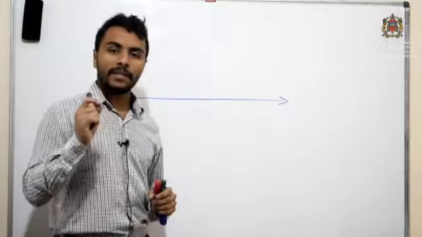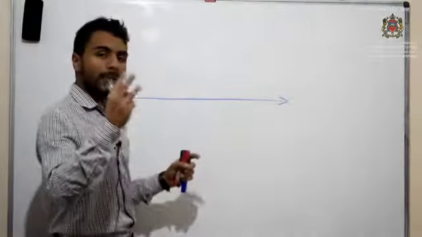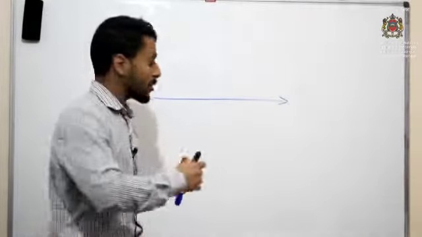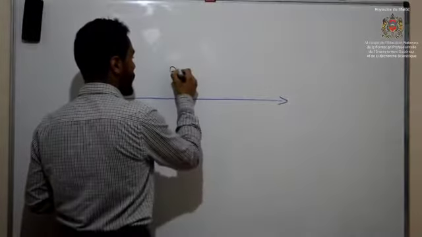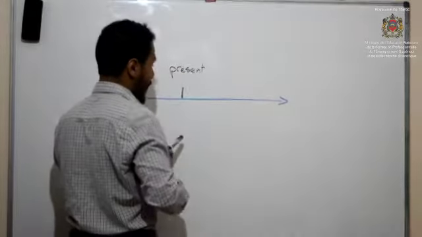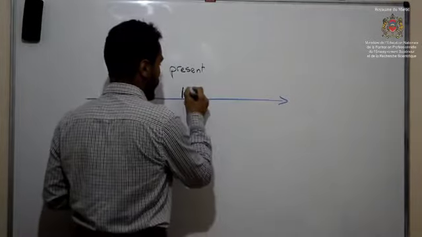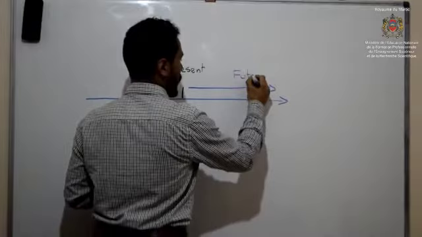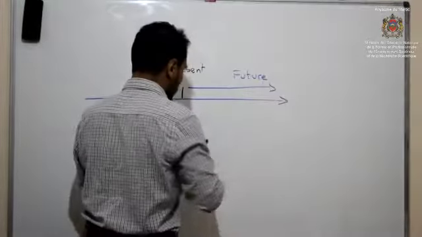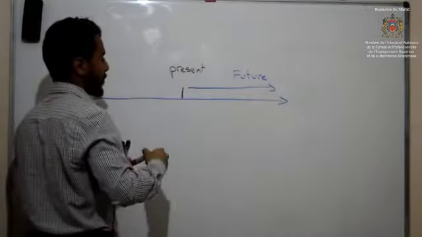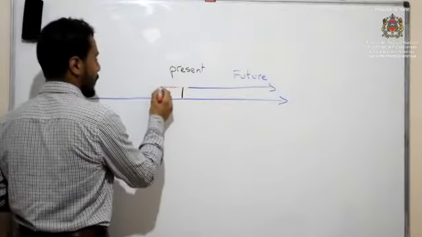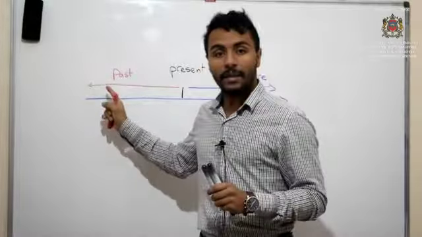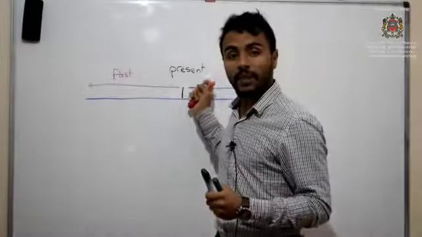Well, if time is a line, then we can put three types of time in the English language. And we would start with number one, which is the present, then the future, and the past. Well, today we'll be focusing on the past. Maybe next time we can see the present and the future.